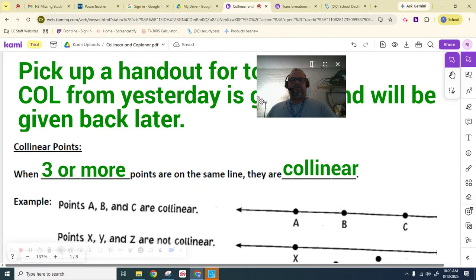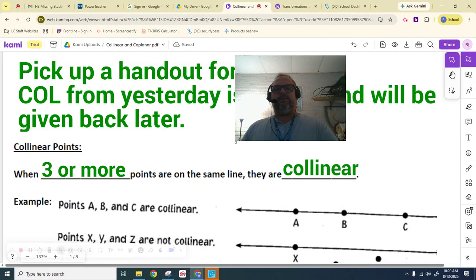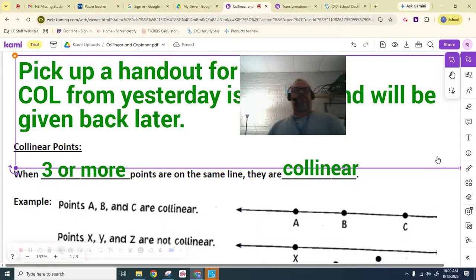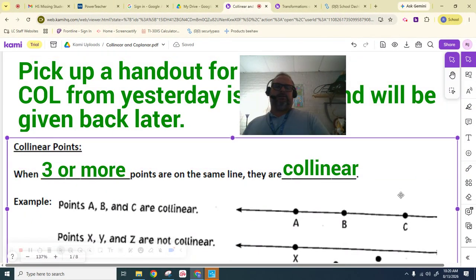So, today we're going to be going over collinear and coplanar. That's actually what this stuff means. This is not collinear. Okay, that's not pronounced colander or colliner or collinear. Okay? All right, so the definition is when three or more points are on the same line, they're collinear.